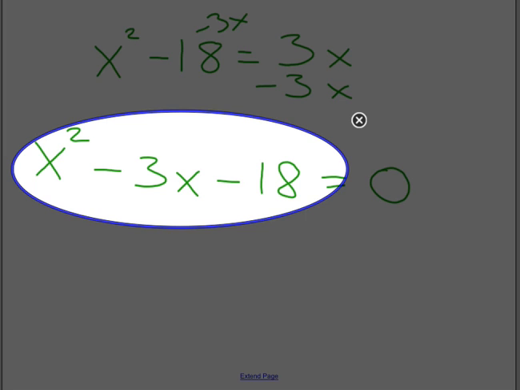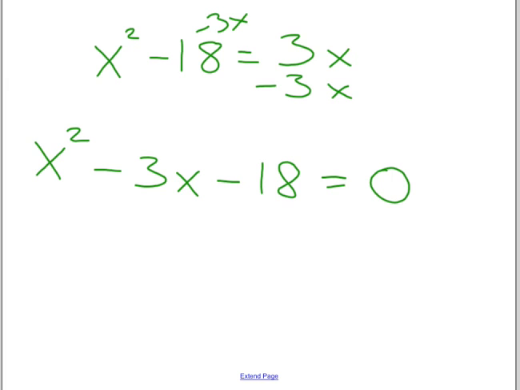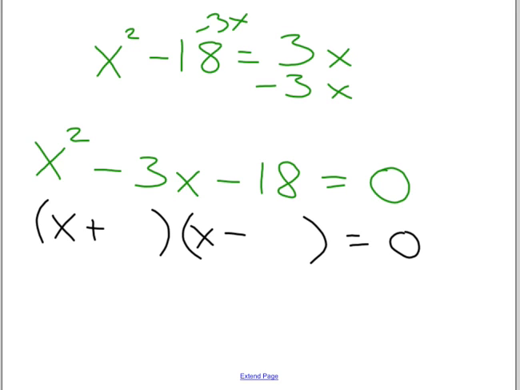Because this equation is equal to 0, we're going to be able to actually solve for the values of x. We simply factor this down like we've been doing, with it equal to 0 still. We're going to have x and x. Signs are going to be different. And we need the factors of 18 that have a difference of 3. 6 and 3. 6 goes with the sign because the bigger number goes with the sign.